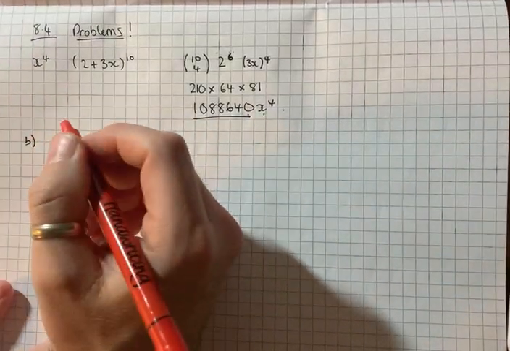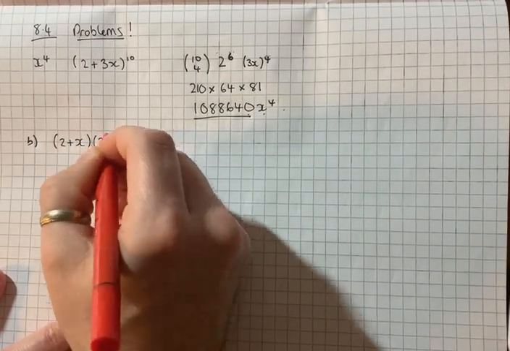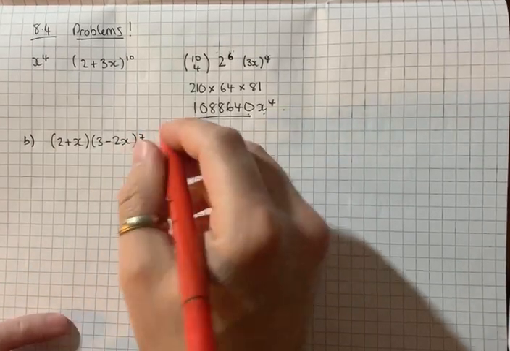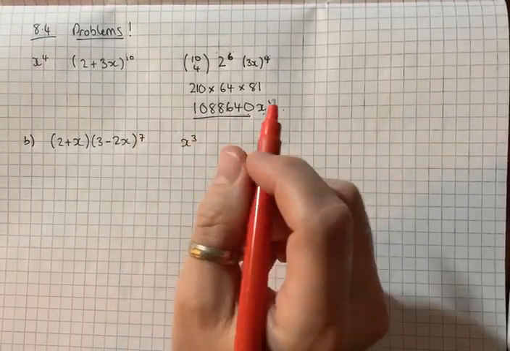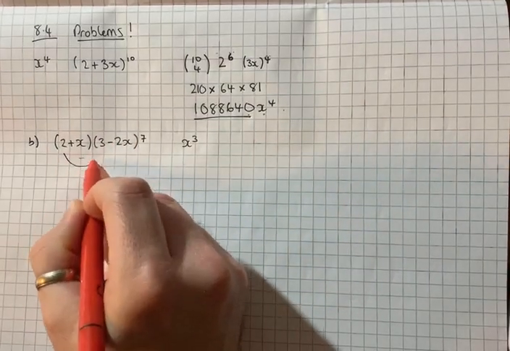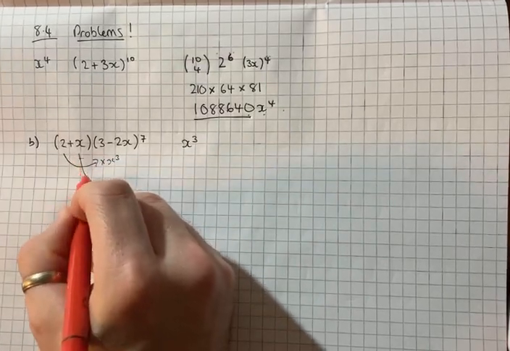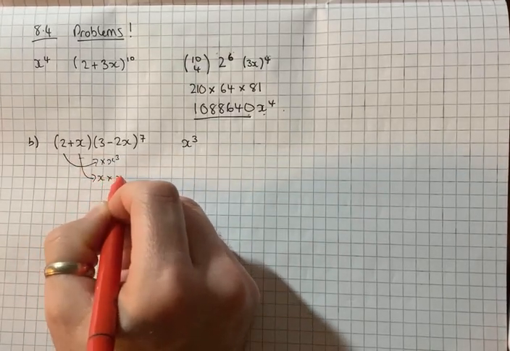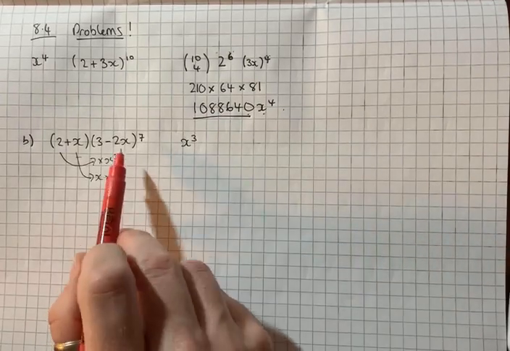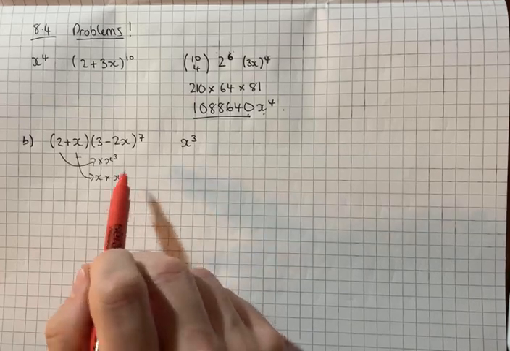Part B. We've got (2 + x) times (3 − 2x) to the 7. It wants the coefficient of x cubed. So where's x cubed going to come from? Well, it's going to come from 2 times the x cubed term in the second bracket. It's going to come from x times the x squared part in the second bracket. So we only need to work out the x squared part and the x cubed part. So let's work them out in order.